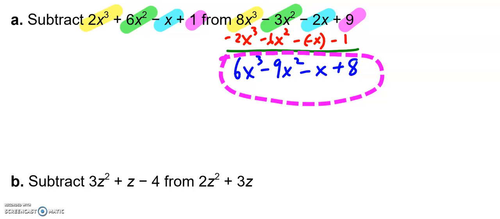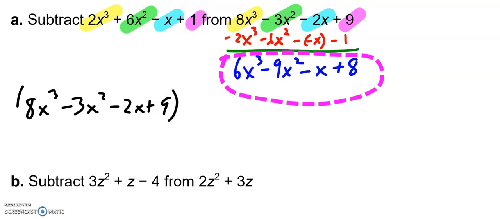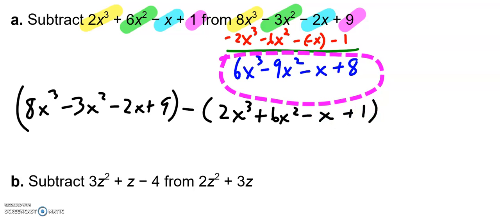a little bit more work, but rewrite it as 8x to the third minus 3x squared minus 2x plus 9 minus 2x to the third plus 6x squared minus x plus 1. And now this is what I was talking about earlier on. I would distribute the negative.